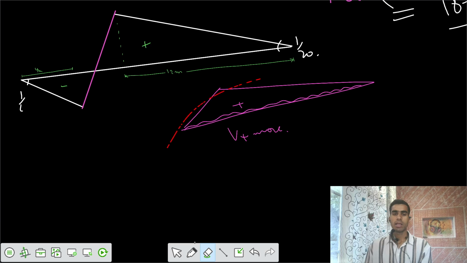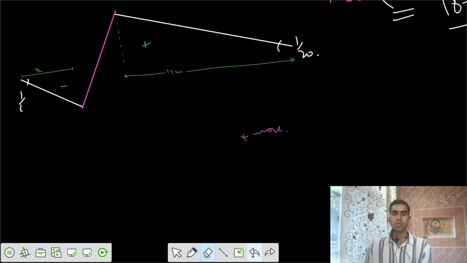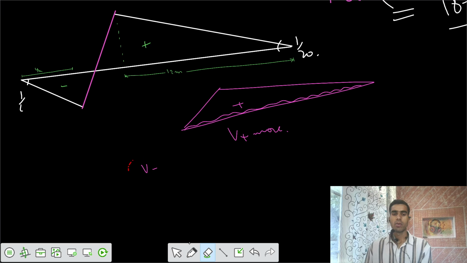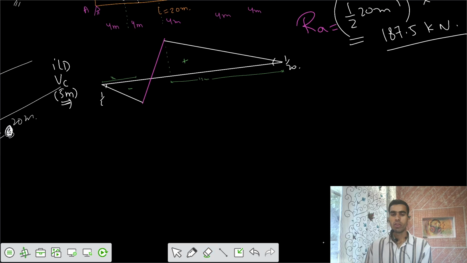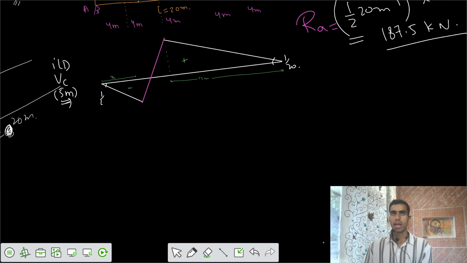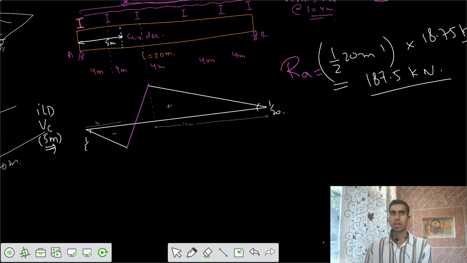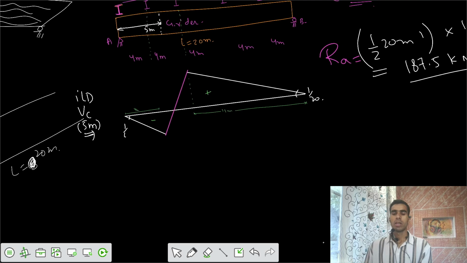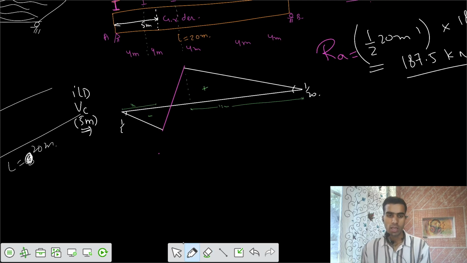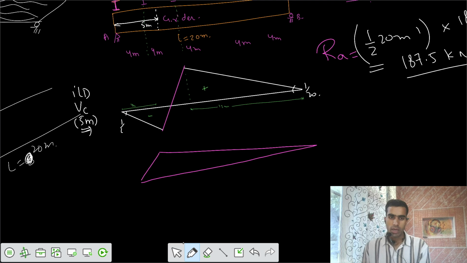Let's take that. I would be solving for V positive maximum, that would be the ILD for shear, and finally I would get the shear at that point, the quarter span section. Let's take that positive side. We have this area. Can you get this ordinate?